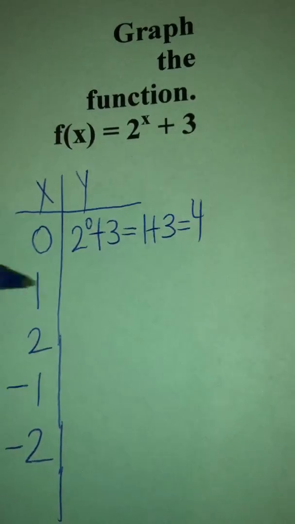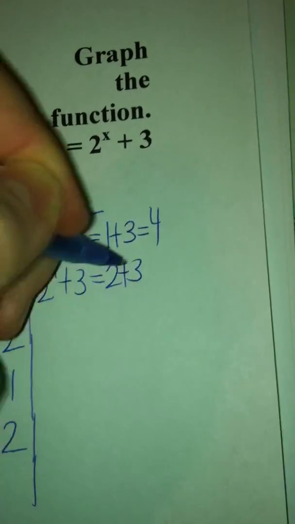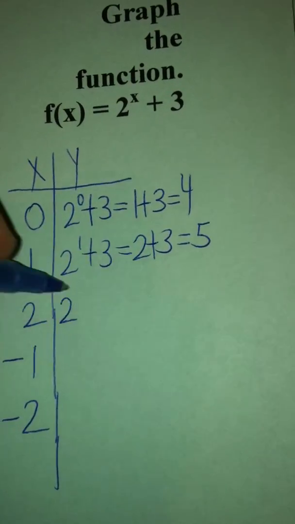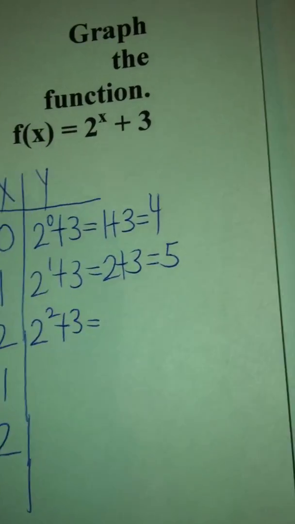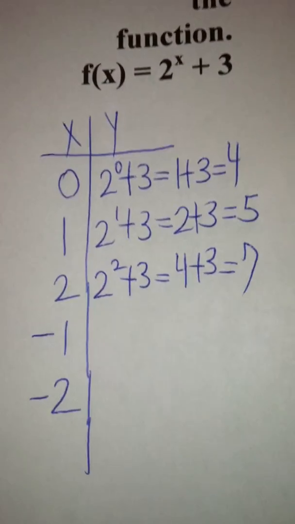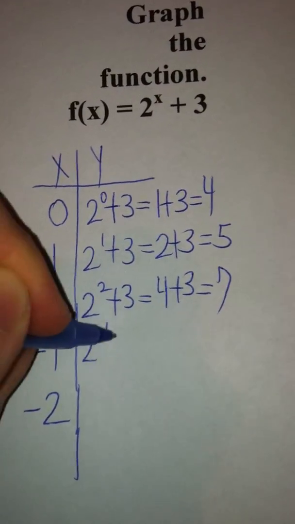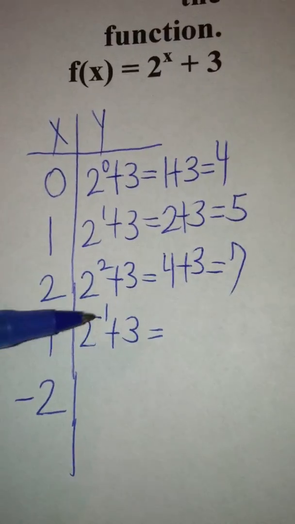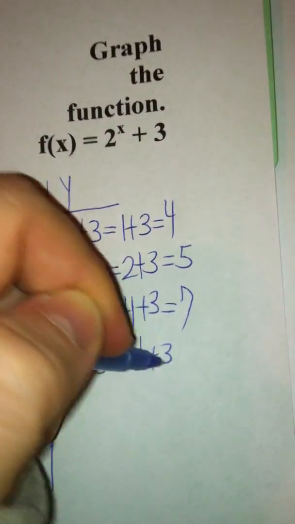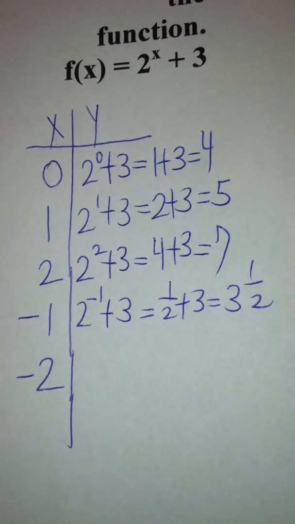If you let X equal to 1, well, that would just be 2 plus 3, which would give us 5. If you let X equal to 2, you know 2 squared is 4, plus 3 will give us 7. With our negative numbers, we have 2 to the negative 1 plus 3. Remember, we have to flip this, so that will make it 1/2 plus 3. Which will give us 3.5.